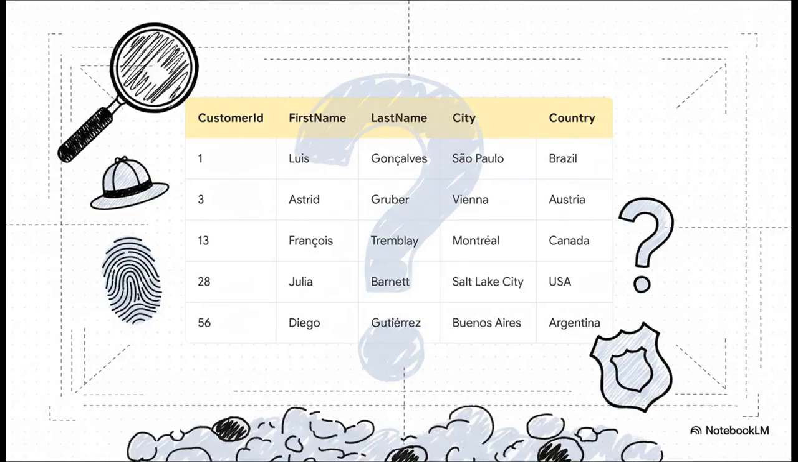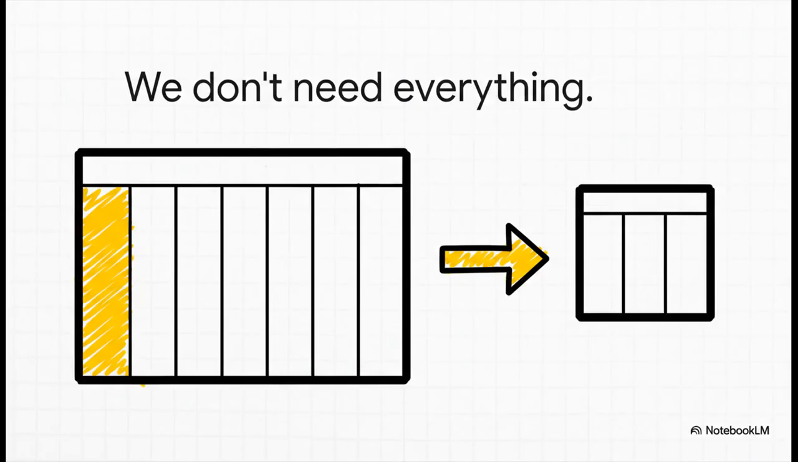Okay, so here it is. This is our evidence room, the customers table. It's got everything we have on file: names, cities, countries, the whole shebang. This is basically our full list of suspects before we've even started our investigation. It's a lot to sift through, right? So let's ask our first question. We don't need all that other info. We just want a simple list of our customers' first and last names. See what we're doing here?